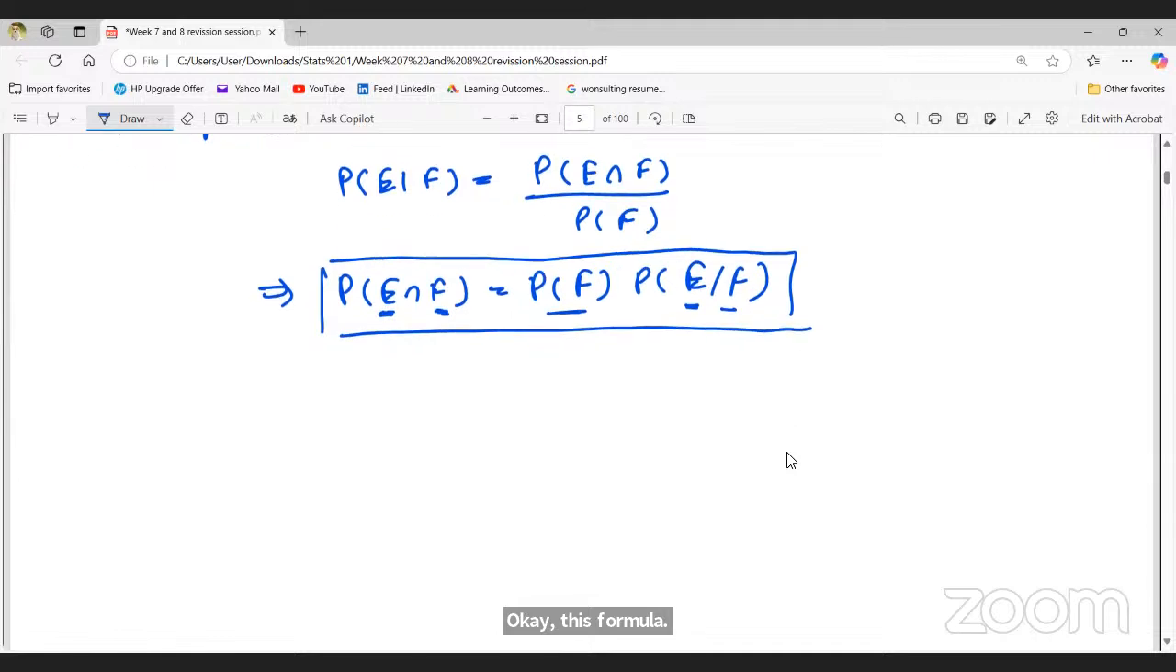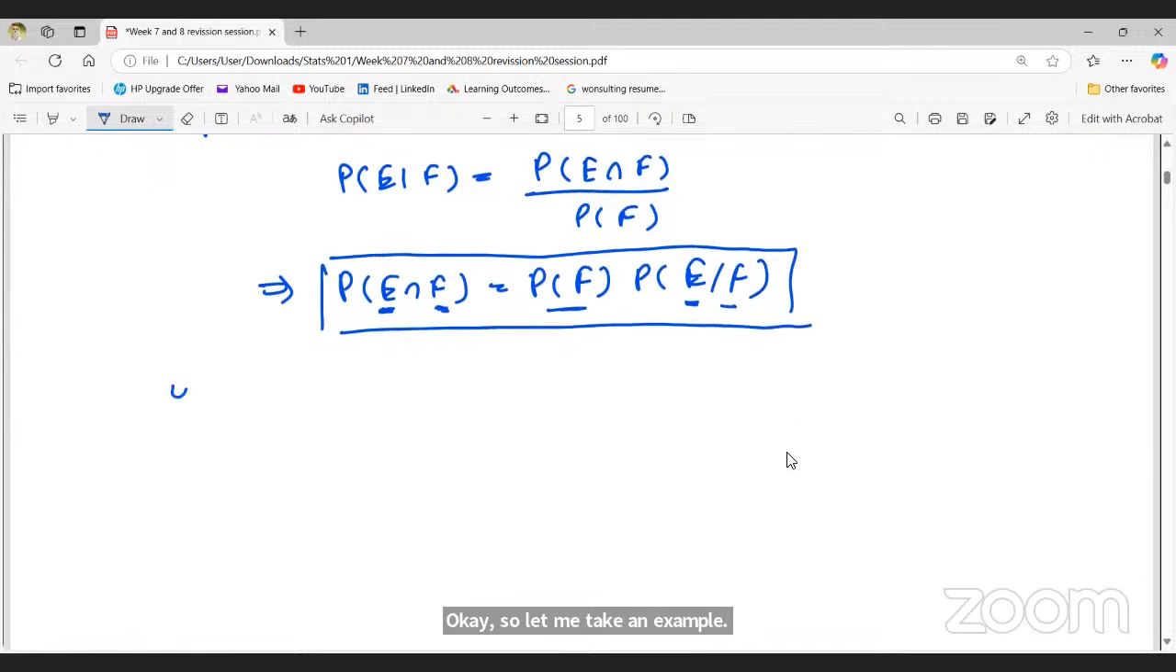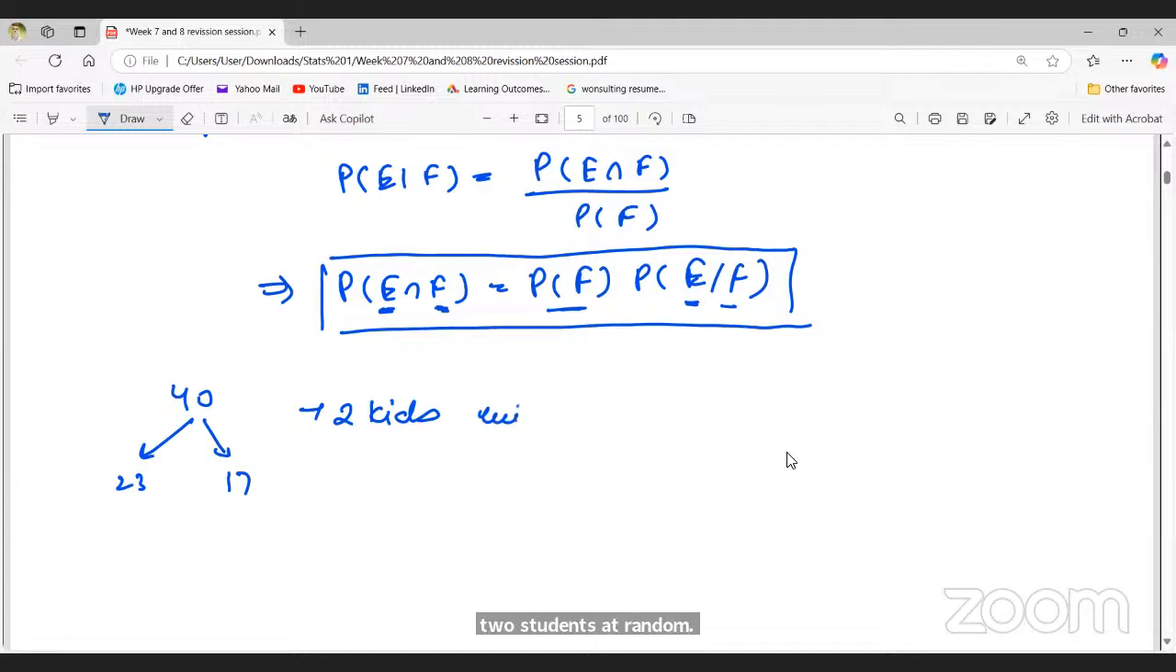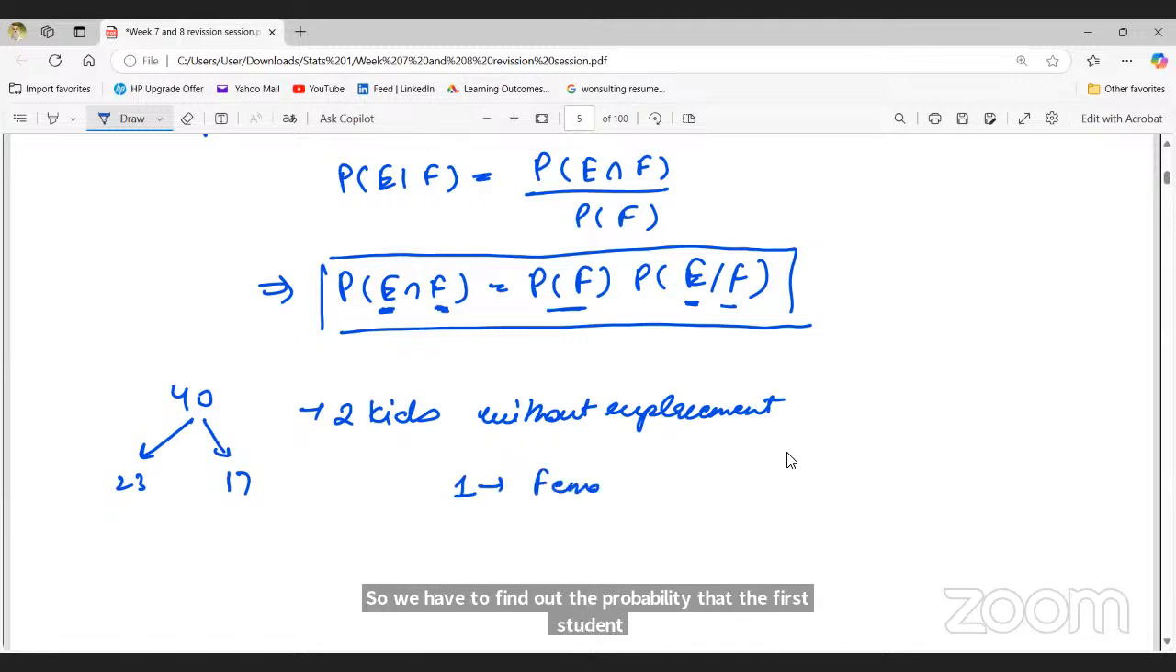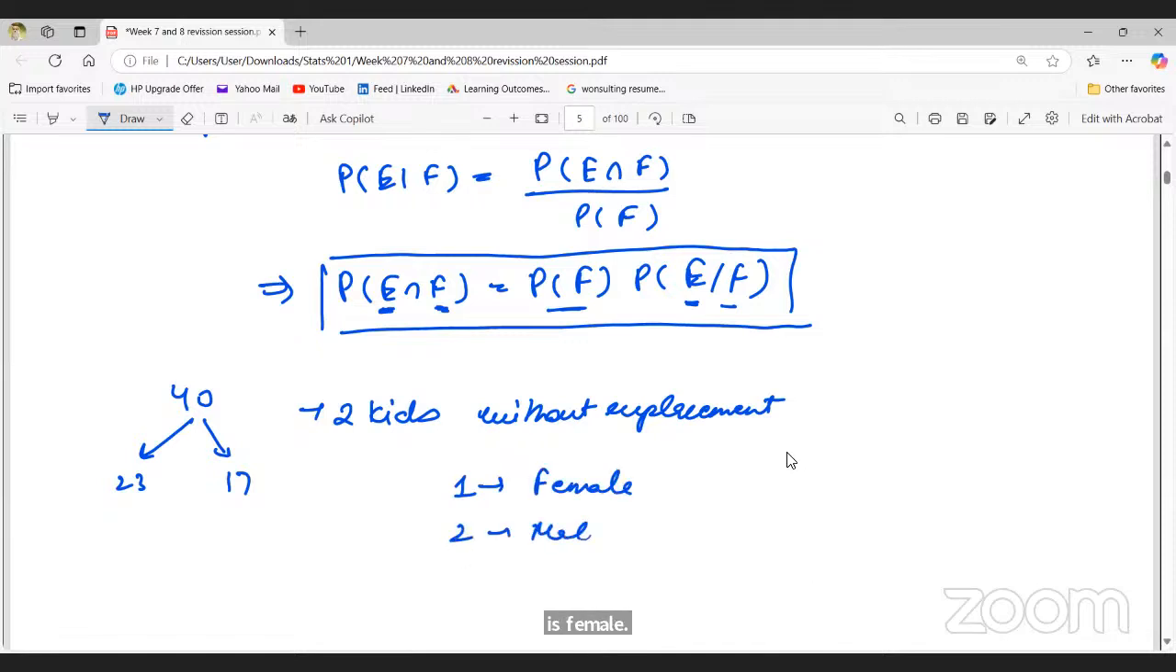In a class there are 40 students. Among these 40 students there are 23 males and 17 females. From these we are selecting two students at random, without replacement. We are not replacing it. We have to find the probability that the first student is female and the second student is male. Is the question clear?